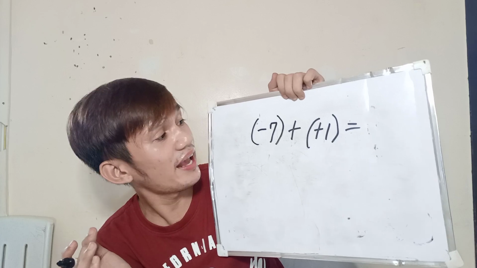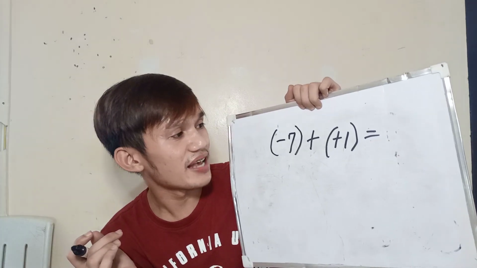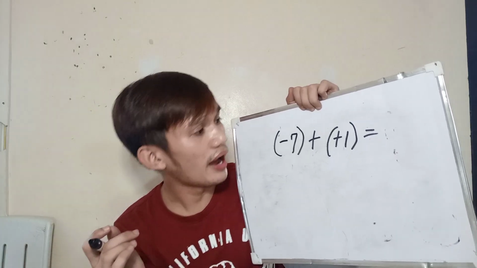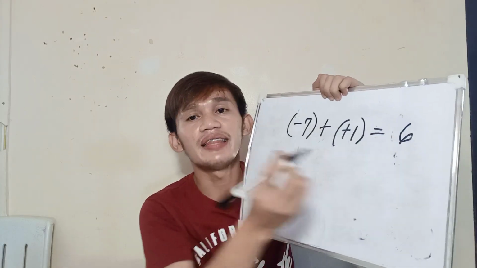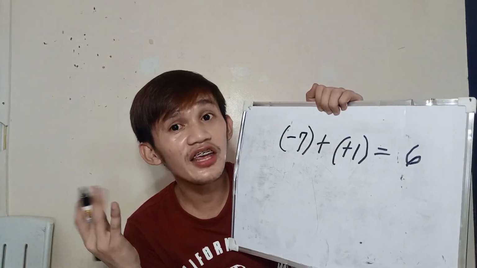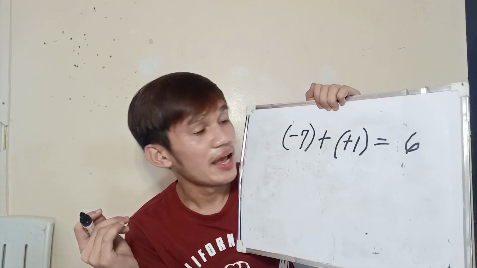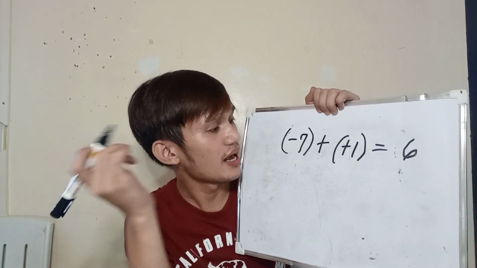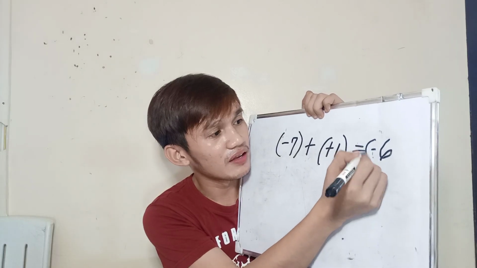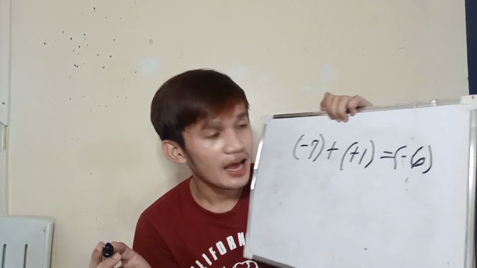A negative 7 added to a positive 1. They are different signs, so you're going to subtract them. 7 minus 1 is 6. And then keep the sign of the higher number. Which is higher, 7 or 1? It's 7. And the sign of 7 is a negative. So we have negative 6.